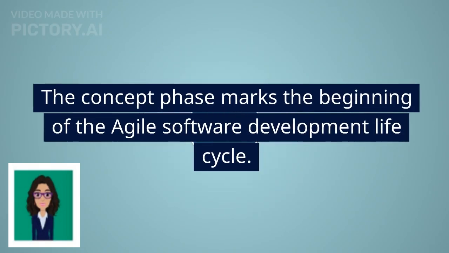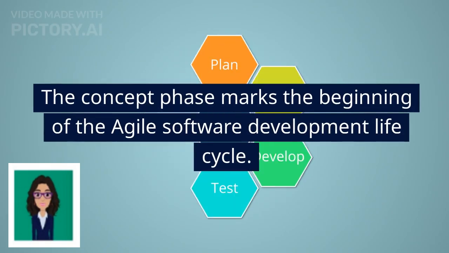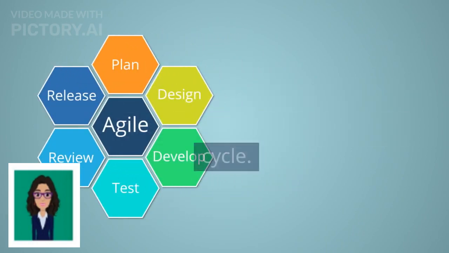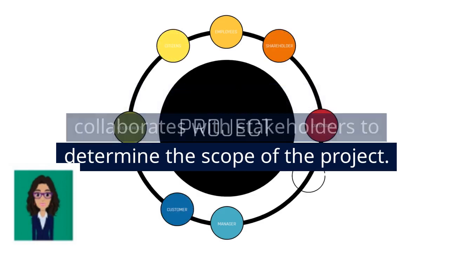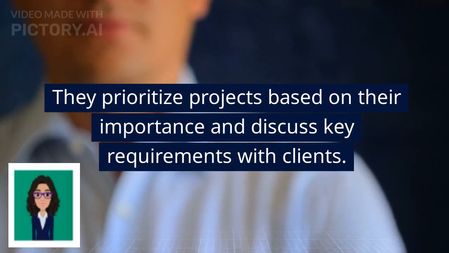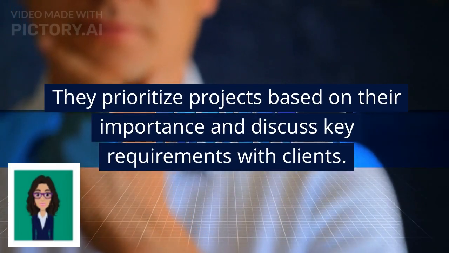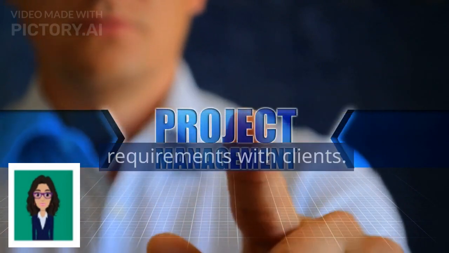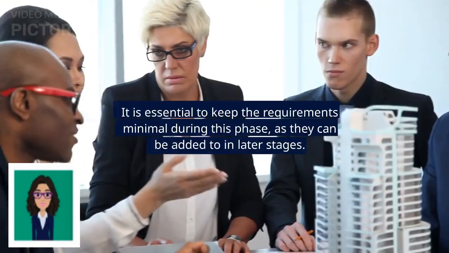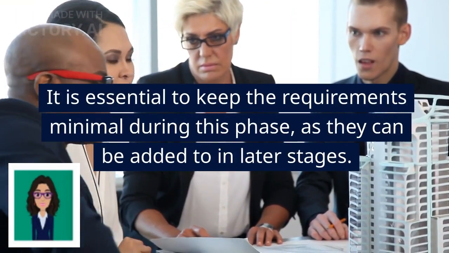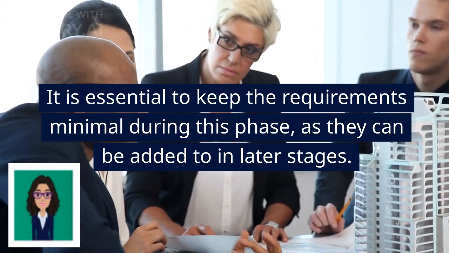The concept phase marks the beginning of the Agile software development lifecycle. During this phase, the product owner collaborates with stakeholders to determine the scope of the project. They prioritize projects based on their importance and discuss key requirements with clients. The product owner prepares documentation outlining the project, including the supported features and proposed end results. It is essential to keep the requirements minimal during this phase, as they can be added to in later stages.